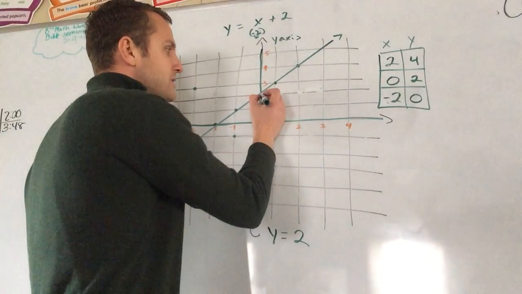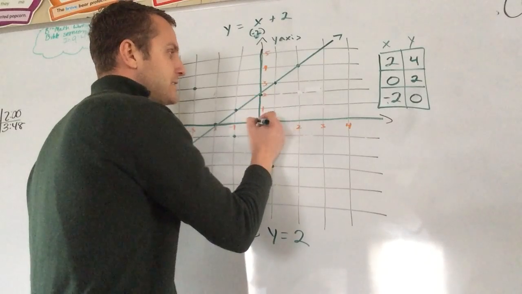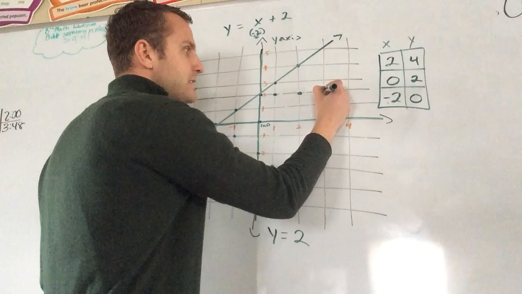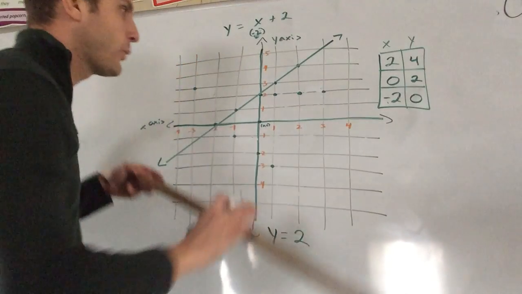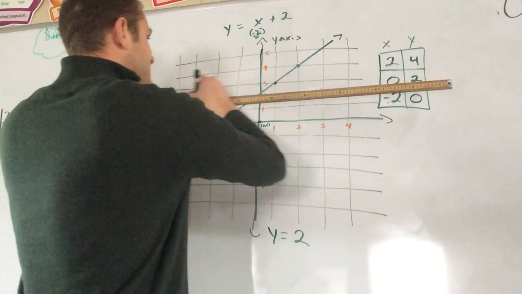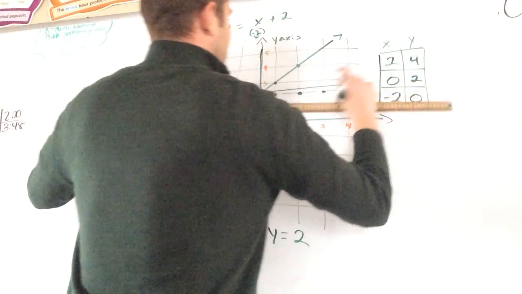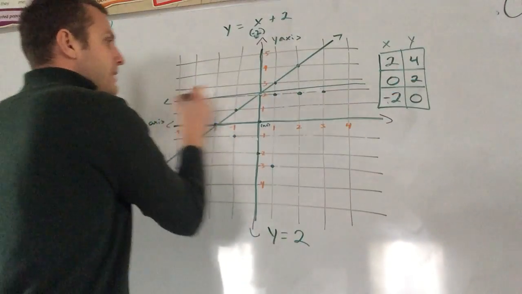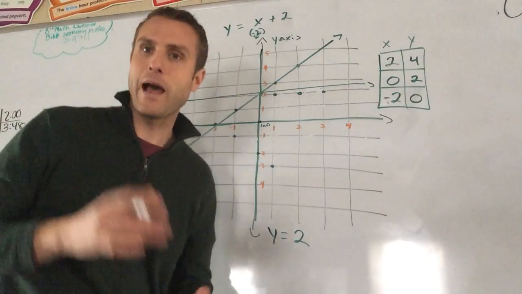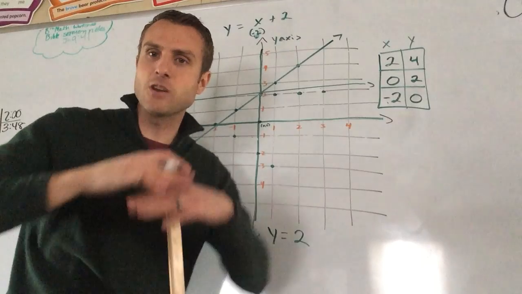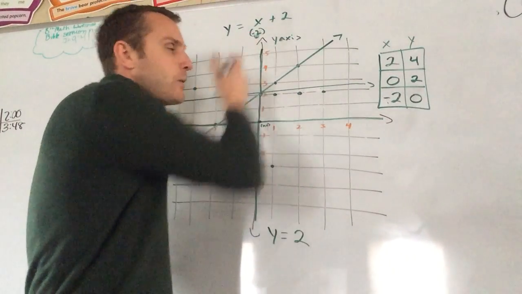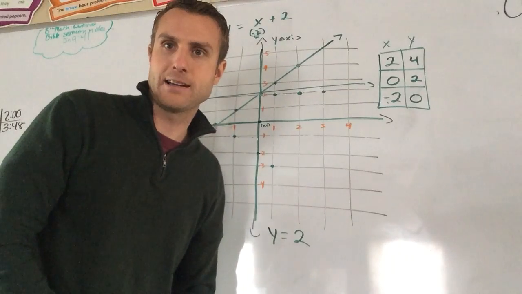So here is y equals 2. That means if x is 0, y is 2. If x is 1, y is 2. If x is 2, y is 2. If y is always 2, I'm going to end up with a horizontal line, pardon my sloppiness, going through positive 2. So anytime you have y equals something, it's always going to be a right to left line, a horizontal line going through that number on the y-axis.